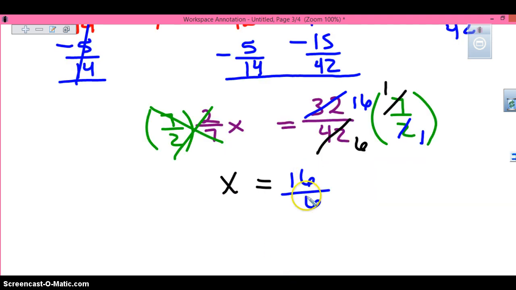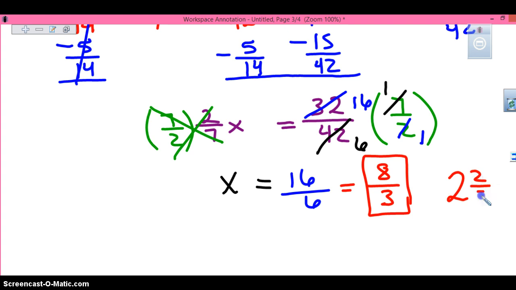We can simplify 16/6. 16 divided by 2 is 8, and 6 divided by 2 is 3. We can change this to a mixed number. 3 goes into 8 2 times, so 2 and 2/3.